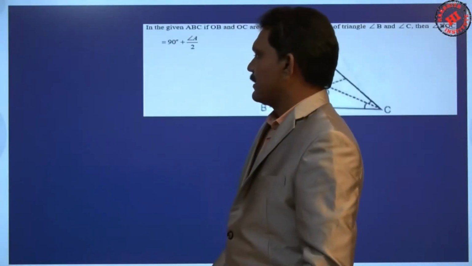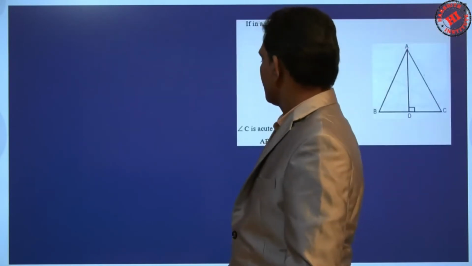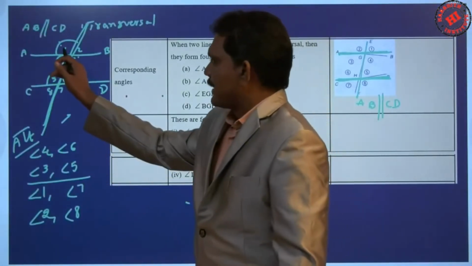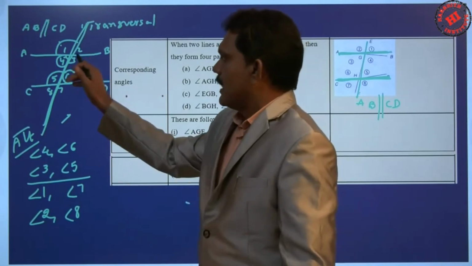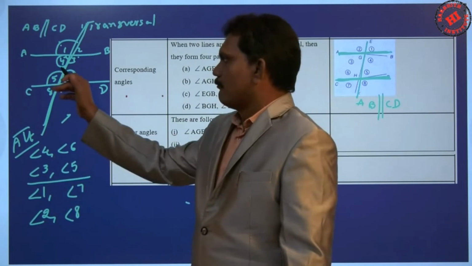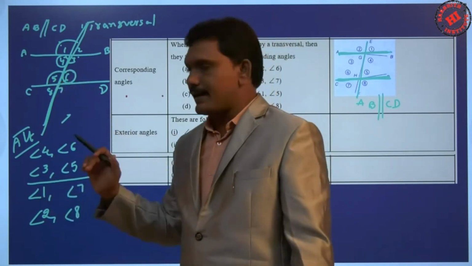Once again, if you observe, angle 1 and angle 7 are exterior alternate angles. Angle 2 and angle 8 are external alternate angles. 4, 6 and 3, 5 are internal, alternate interior angles.